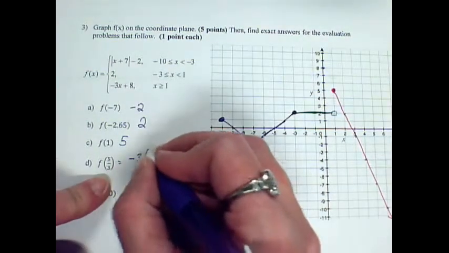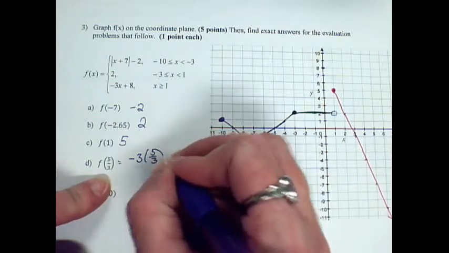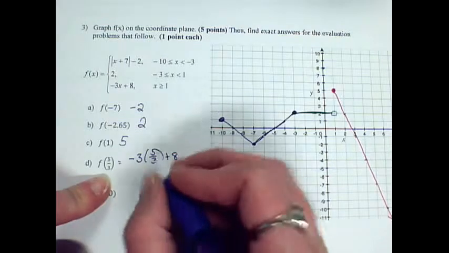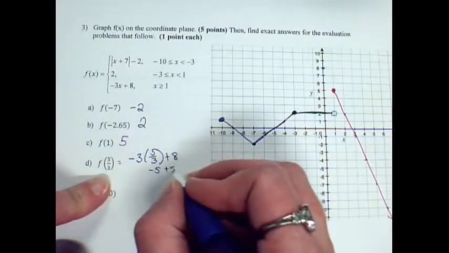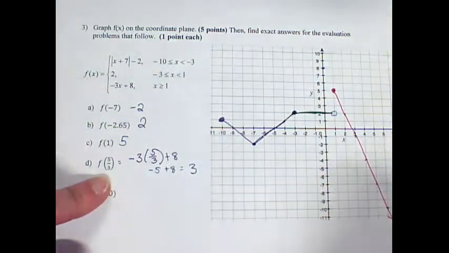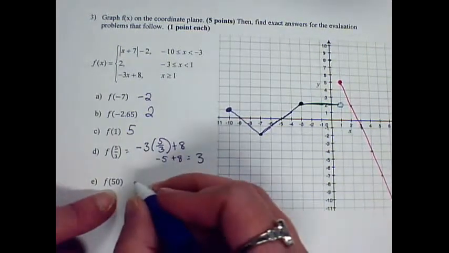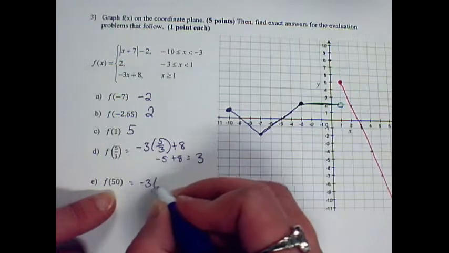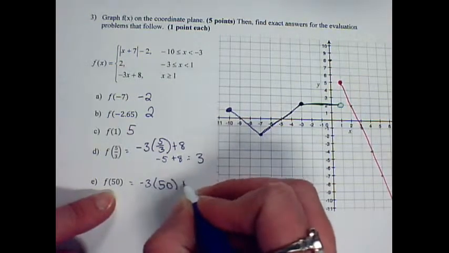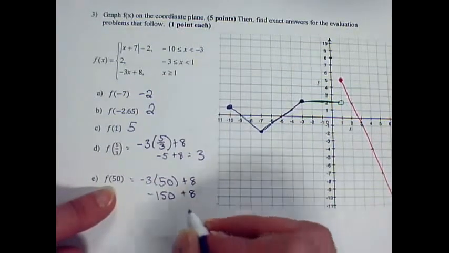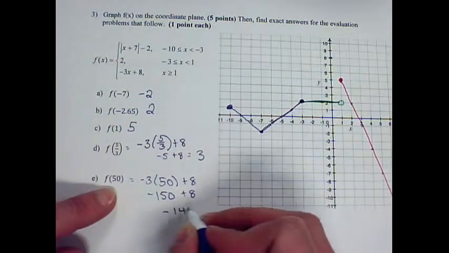It's negative 3 times 5/3 plus 8. Negative 3 times 5/3 is going to give me a negative 5, plus 8, which is going to give me a 3. What about f of 50? Well, that's definitely bigger than 1. So negative 3 times 50 and then plus 8. That's negative 150 plus 8, negative 142.